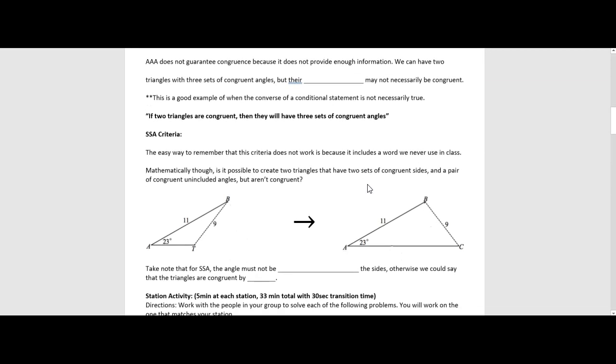We'll finish off by reading this top paragraph. Angle, angle, angle, or AAA, does not guarantee congruence because it does not provide enough information, like we just showed below. It doesn't tell us anything about the sides. We can have two triangles with three sets of congruent angles, but their sides may not necessarily be congruent.